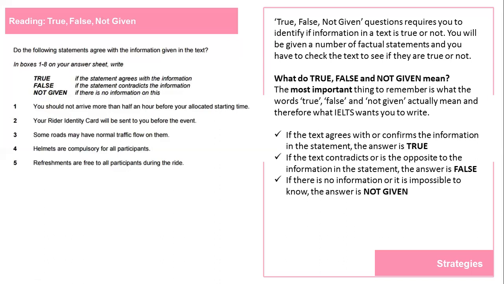If the text contradicts or is the opposite to the information in the statement, the answer is false. Jadi kalau misalnya informasi yang ada di teks dan informasi yang ada di statement itu berlawanan atau berbeda, maka jawabannya adalah salah. If there is no information or it is impossible to know, the answer is not given.